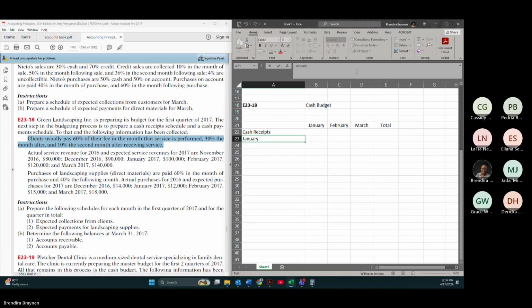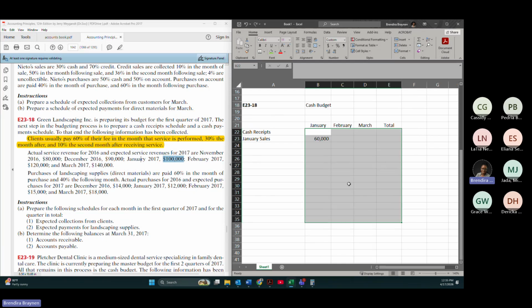January sales. How are January sales going to be? January sales are 100,000. They say 60% is going to be in the month of service. So if it's sales in January, that means we had to provide the service in January as well. So that means 60% of this has to be done in January. 60% of 100,000 is $60,000. Let me put it in dollars, commas.